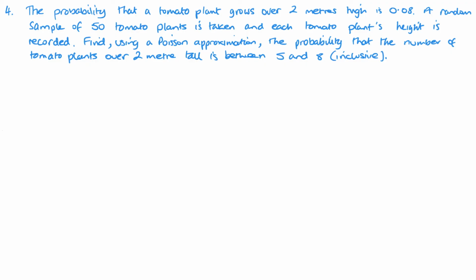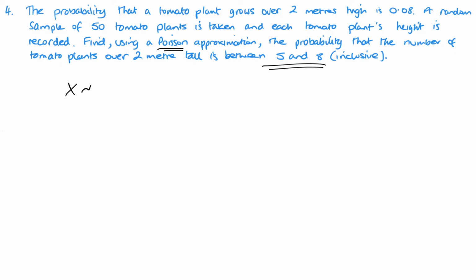Now, this one we can see again, it is binomial. We've got our probability of growing over 2 meters and we've got a random sample of 50 tomato plants. Now, find using a Poisson approximation. So this is obviously not really an exam question, as it's very rare for it to tell you to use a Poisson. But yes, we know we've got Poisson, and we know that anyway because that's what this video is about. And what we need to do is find the probability of between 5 and 8, including them.